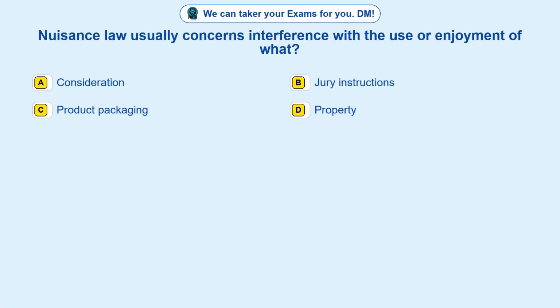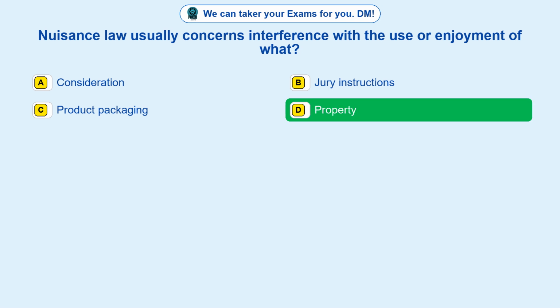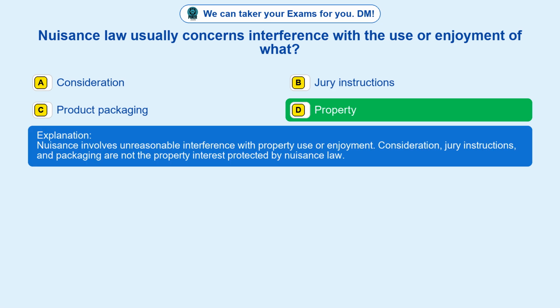Question 58. Nuisance law usually concerns interference with the use or enjoyment of what? Option A, consideration. Option B, jury instructions. Option C, product packaging. Option D, property. The correct answer is option D. Property. Nuisance involves unreasonable interference with property use or enjoyment. Consideration, jury instructions, and packaging are not the property interest protected by nuisance law.